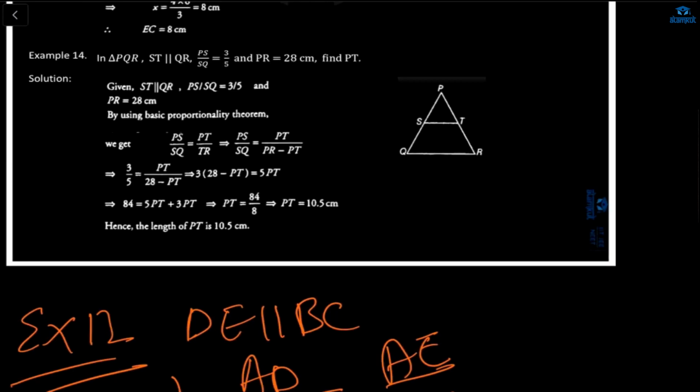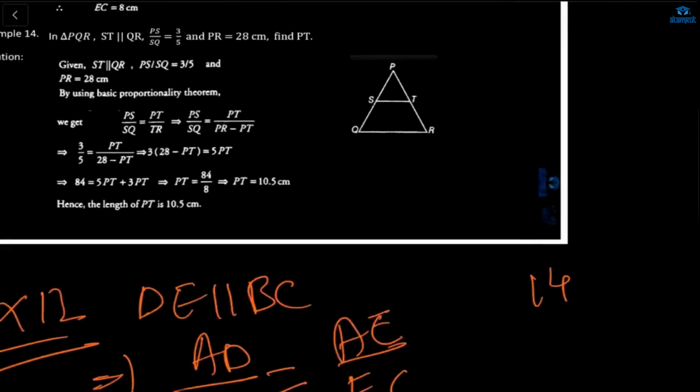In triangle PQR, ST is parallel to QR. So from the converse of BPT, if ST is parallel to QR, that means PS by SQ is equal to PT by TR. It is given that PS by SQ is equal to 3 by 5, and PR is equal to 28. Now you have to find out the value of PT. Everybody, can you find out the value of PT? How are you going to find it? You are going to put all the values in this equation.